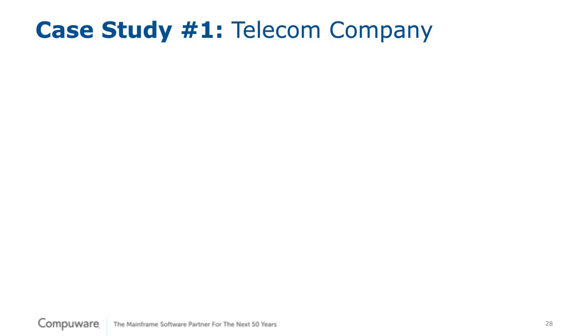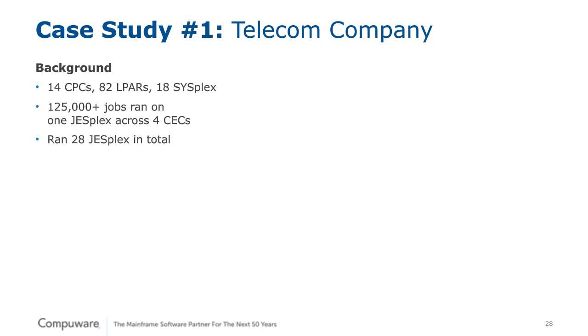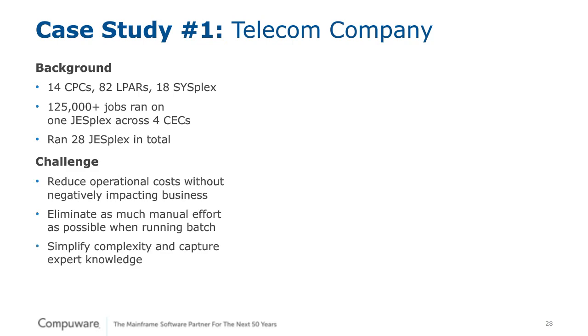Our first case study is a telecom. It's a very large shop with 28 JESplexes, 14 mainframes. One JESplex runs 125,000 jobs a day. So you can imagine automation was a key initiative across their IT. They had a number of challenges: reduction in operational cost, but they still needed to maintain their service levels, elimination of manual effort, and retention of tribal knowledge.